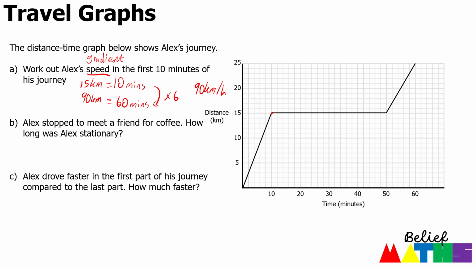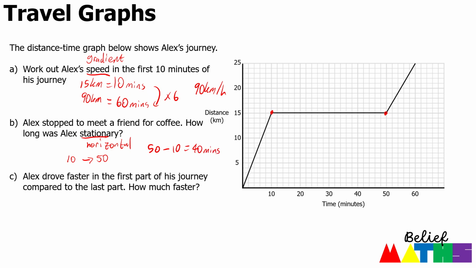The next thing it says is he stopped to meet a friend for coffee. How long was he stationary? Now stationary is a horizontal line. So where you see the graph has gone horizontal, between this point and this point, that's where it's going to be. So it's between the 10th and 50th minute. So we do 50 take away 10 to give us 40 minutes he was stopped for.